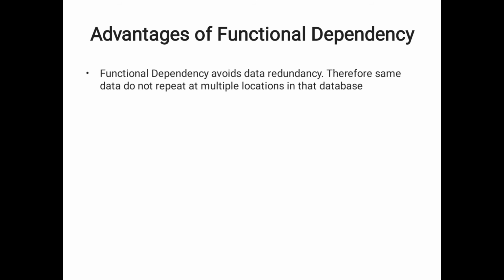Now we will see the advantages of functional dependency. Actually, the functional dependency avoids data redundancy. That's why different types of dependencies are used at the time of normalization also. The main advantage of functional dependency is reducing data redundancy. Therefore the same data does not repeat at multiple locations in the database. That is the advantage in DBMS.